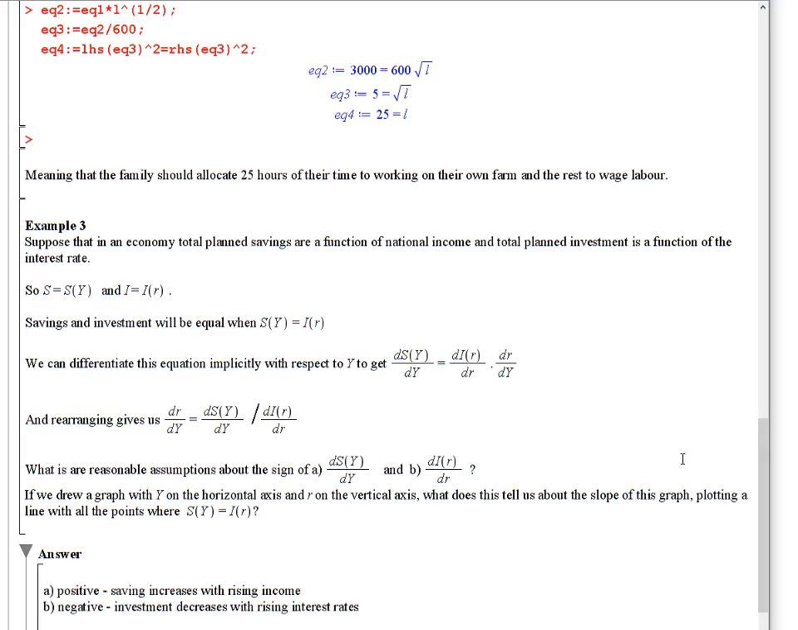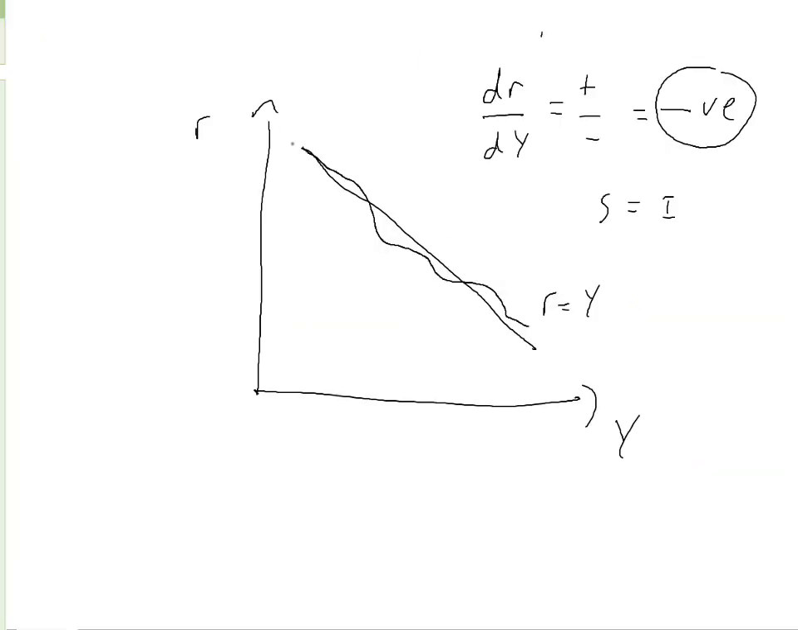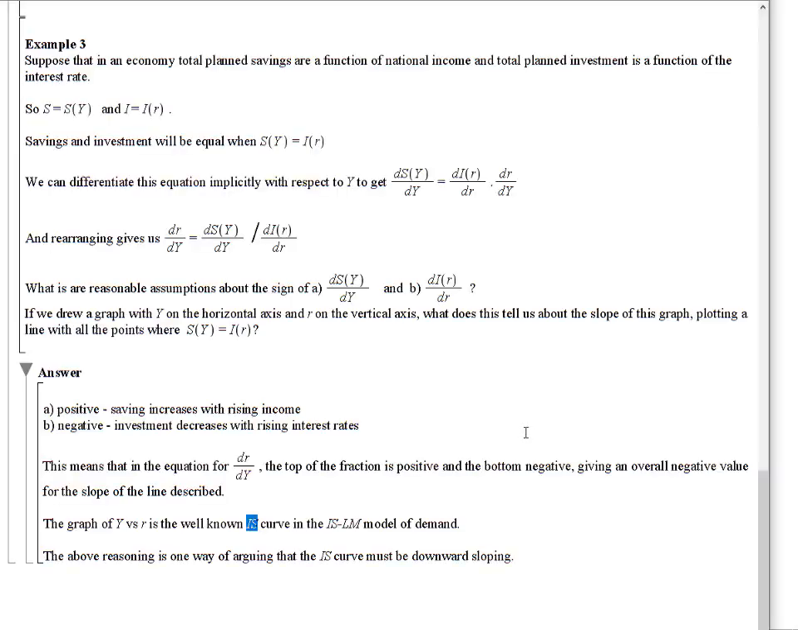So I've got the answer in here. For dr by dy, the top of the fraction is positive, the bottom negative, so overall it must be negative. The graph of r versus y is the well-known IS curve in the IS-LM model of demand. This line is known as the IS curve because investment is equal to savings in this model of demand. And this implicit differentiation is one way of arguing that it must be sloping downwards.